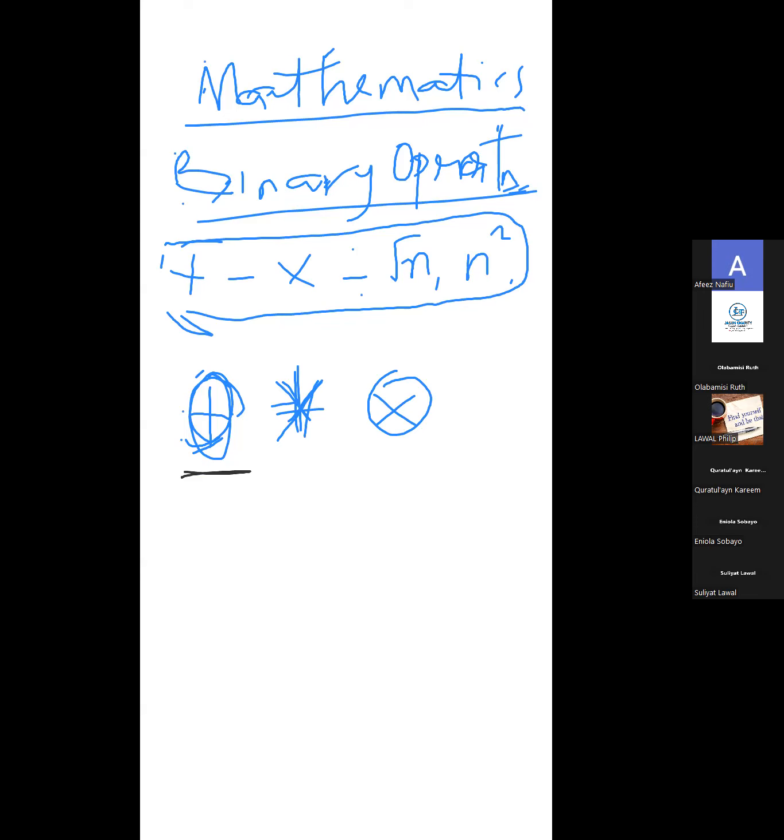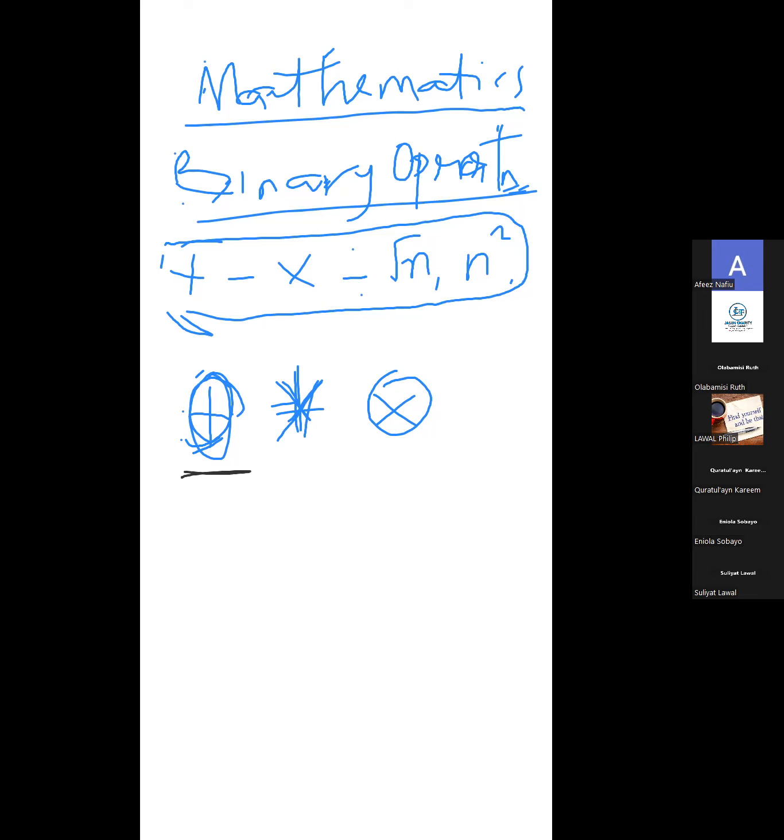For most of you that are not offering further math when you are in secondary school, you will find this topic a bit strange or foreign in a way, but just pay attention to it. I think I will have to be as fast as possible to be able to cover the necessary part of this syllabus.